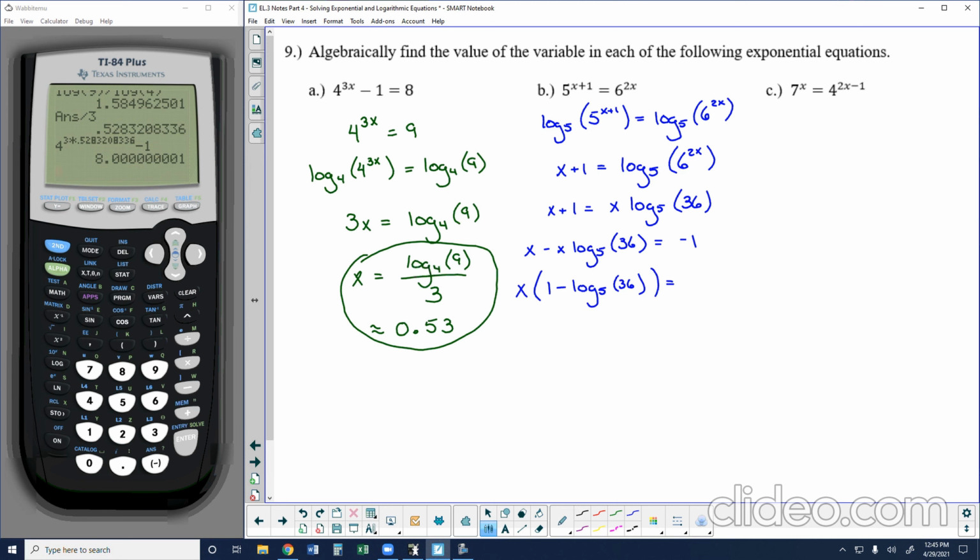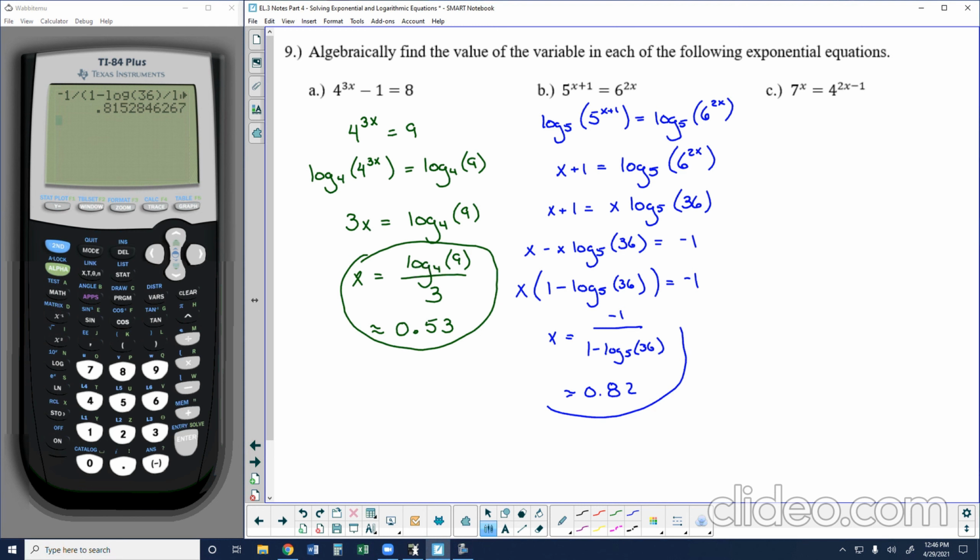So if I factor out an x, now I have a single x multiplied by an expression that I can divide from both sides. So in this case, x is equal to negative 1 over 1 minus log base 5 of 36. That value can be typed into the calculator to be approximated: negative 1 divided by 1 minus, remember I need to use the change of base formula here for log base 5 of 36. And in using the change of base formula, we can get the approximation of 0.82.